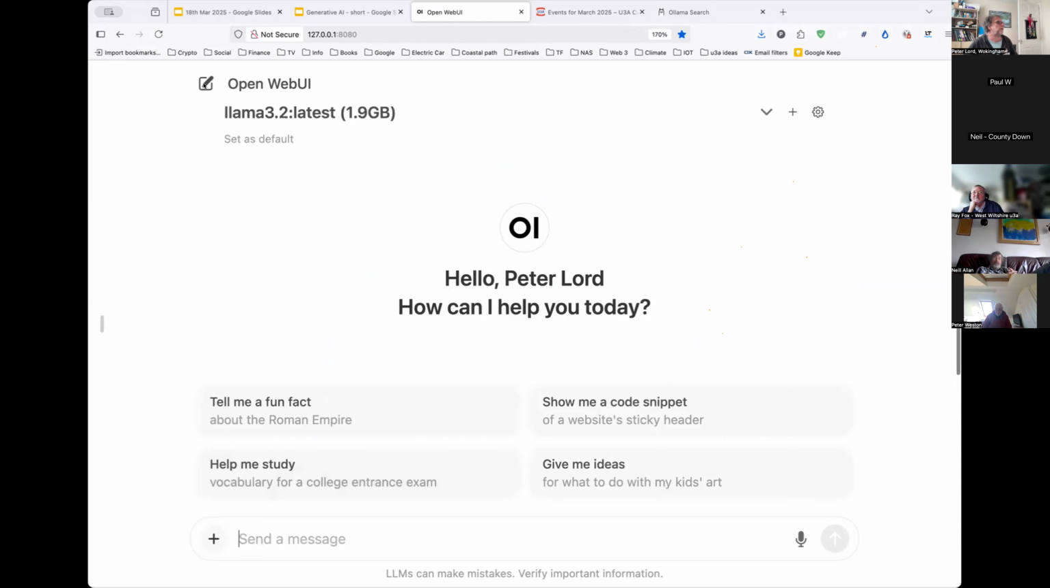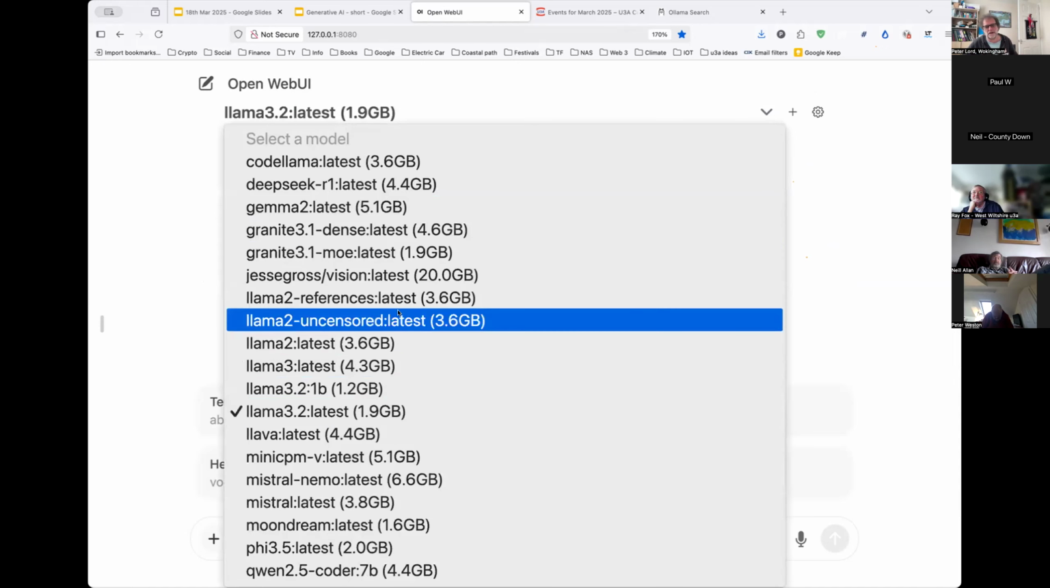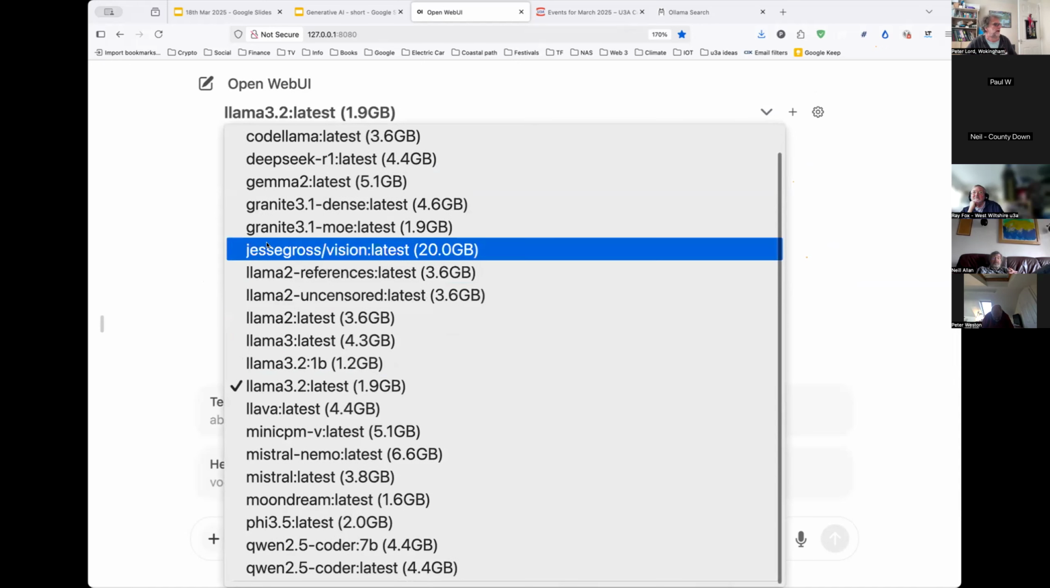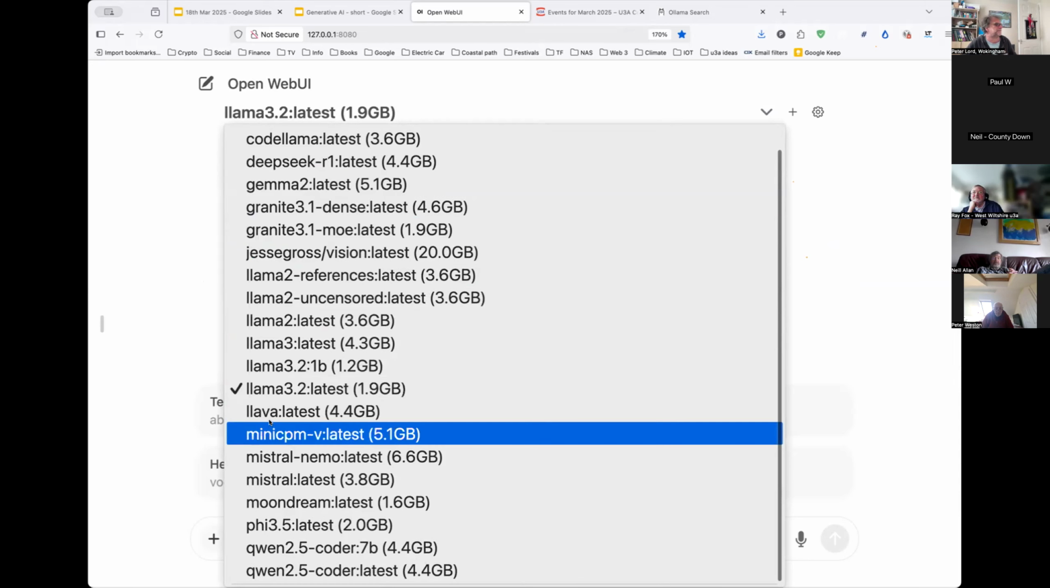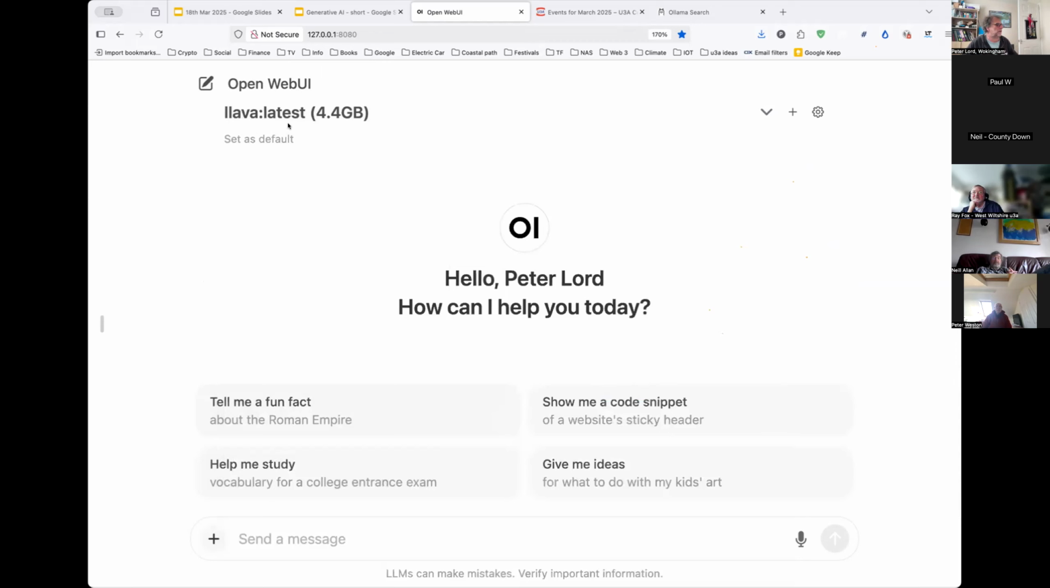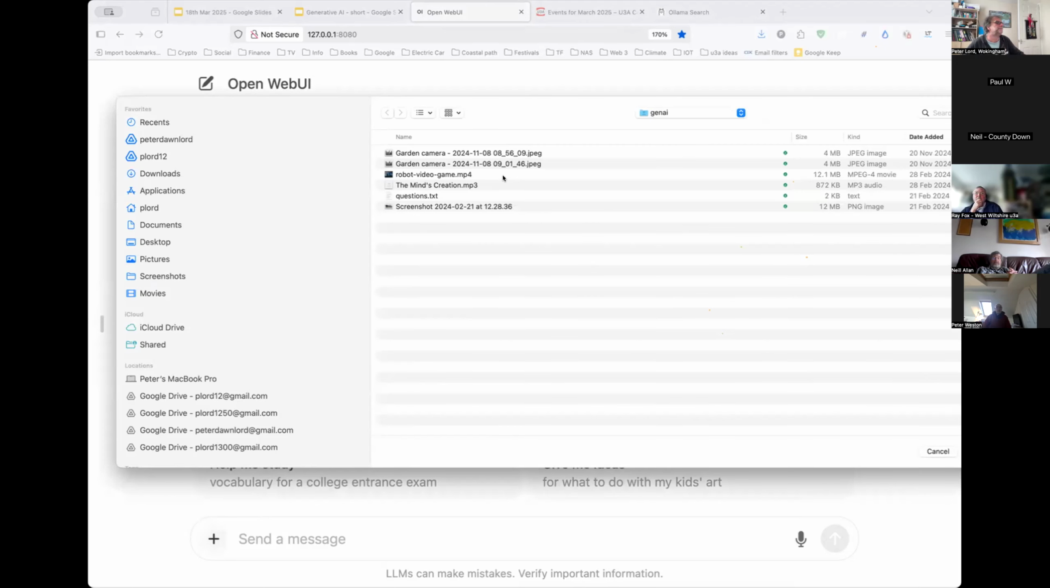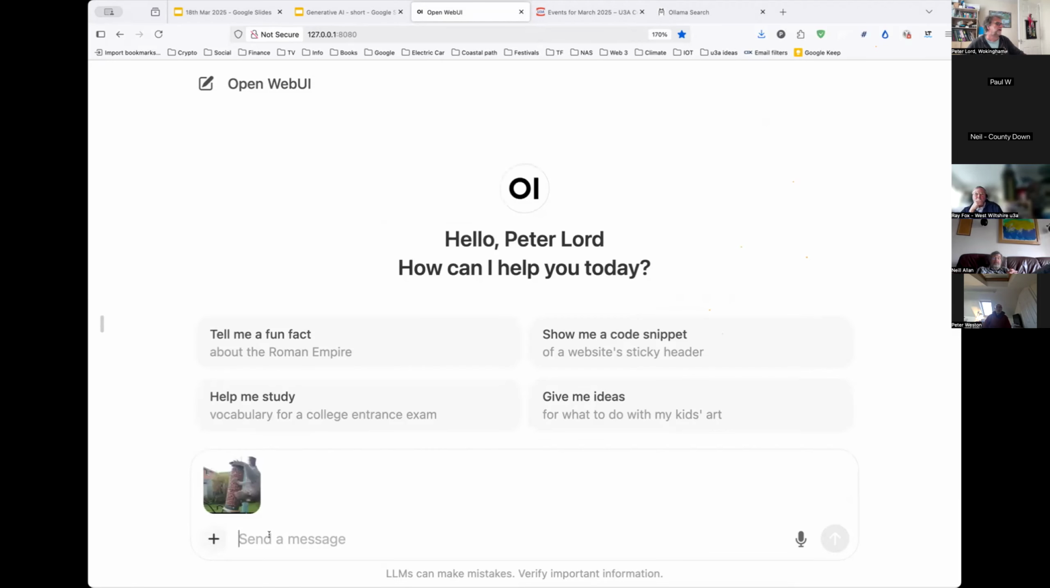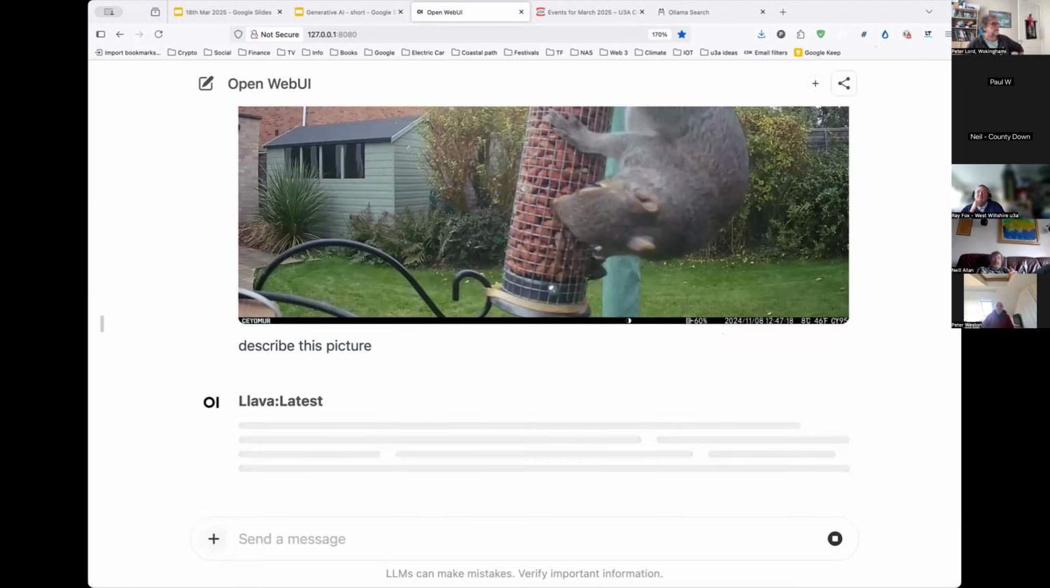Now, another type of model, I did mention it, is called multimodal. And we can look at LLaVA. LLaVA is a multimodal model that has been trained on both text and images. So what we can do is upload a picture, always choose a different one, and add a bit of text. Describe this picture. And it's a squirrel on my bird feeders in the garden.